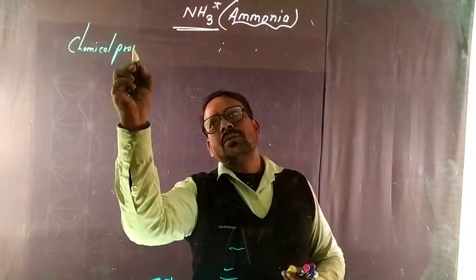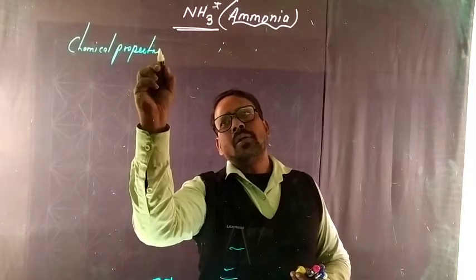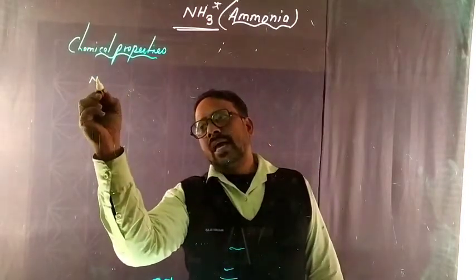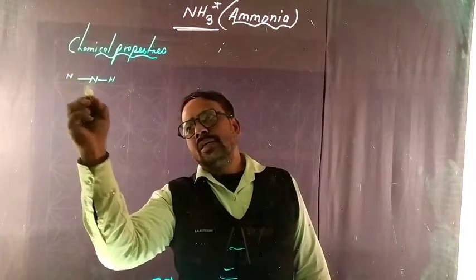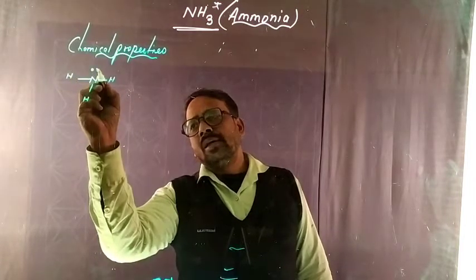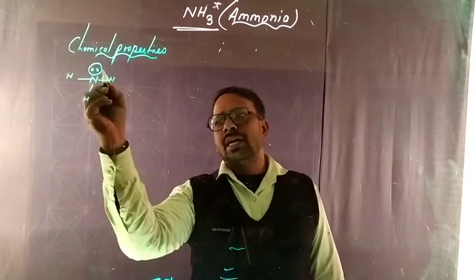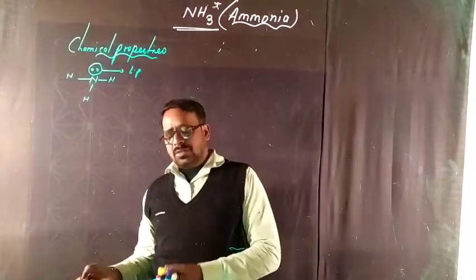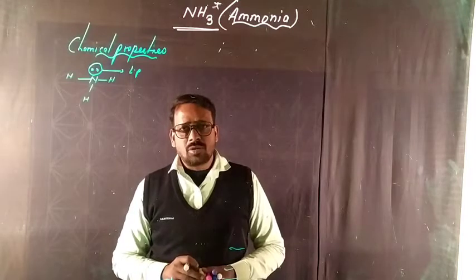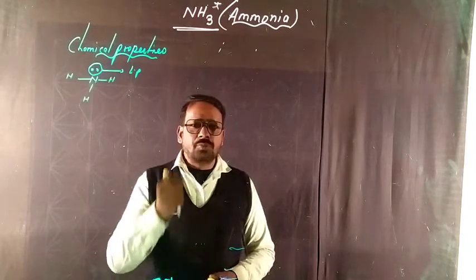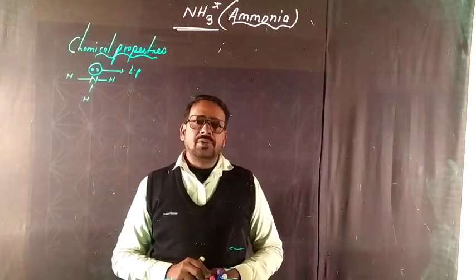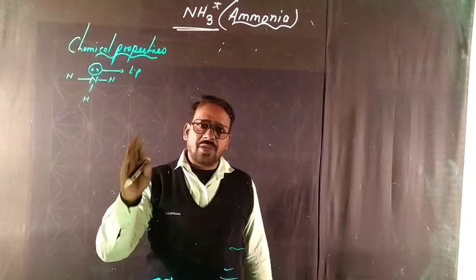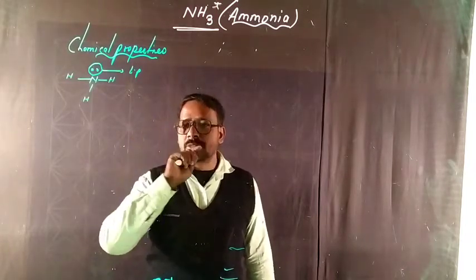Chemical properties. Already we have discussed many chemical properties, and we know that NH3 is basic in nature according to Lewis, because it has one lone pair of electrons. And already we have discussed in the previous lecture, according to the Lewis concept, it is a base. But once you bring the litmus paper, it will not show any basic character. Means in dry form, it does not show any character on litmus paper.